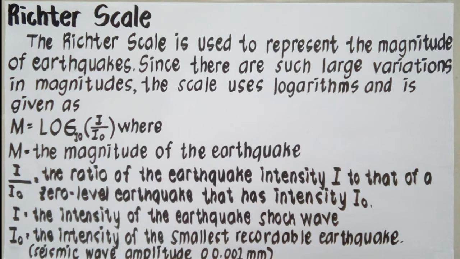In this formula, M is the magnitude of the earthquake and I over I sub naught is the ratio of the earthquake intensity I to that of a zero level earthquake that has intensity I sub naught. I is the intensity of the earthquake shock wave, and I sub naught is the intensity of the smallest recordable earthquake, which is a seismic wave amplitude of 0.001.